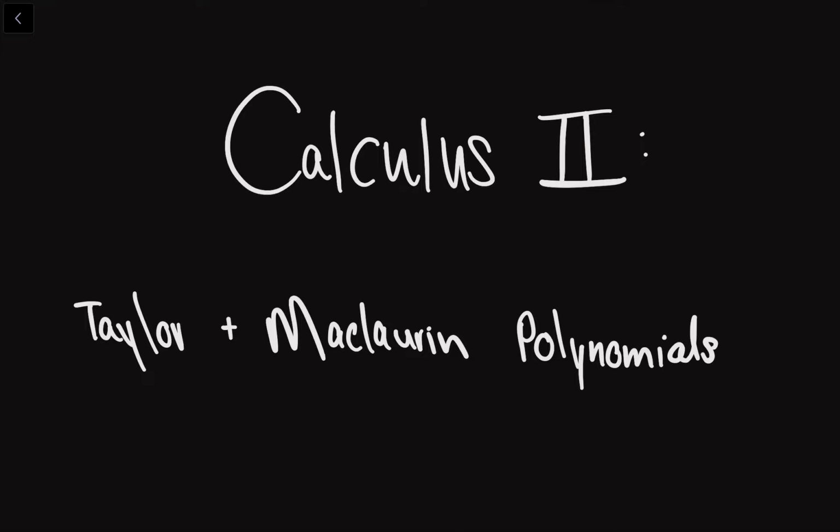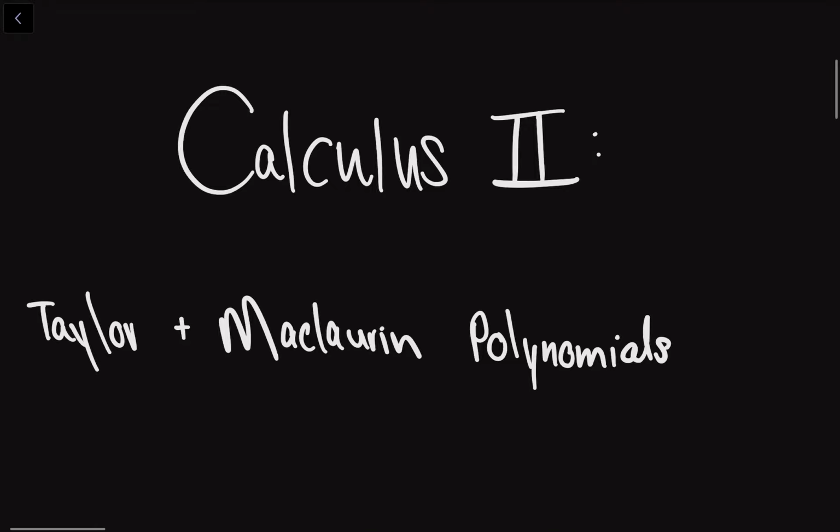Today we're doing some more Calculus 2 practice problems looking at Taylor and Maclaurin polynomials. This is a bit of a different direction than the last few videos. In the last few videos we looked at different tests to determine the convergence or divergence of infinite series. But this is related because we'll be looking at Taylor and Maclaurin series in a few videos. So before we do that, we need to know how to deal with the Taylor and Maclaurin polynomials.